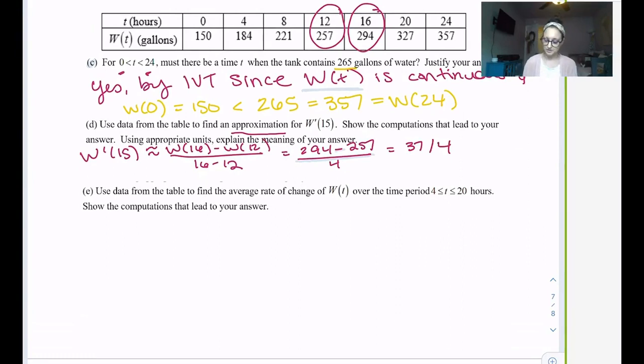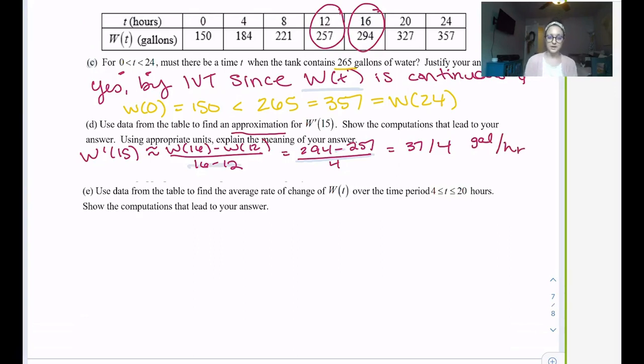And what would be the units here? Well, let's be really careful because these numbers came from here, which was gallons, correct? And then these numbers came from here, which was hours. So what do you think the units would be? It's going to be gallons over hours.